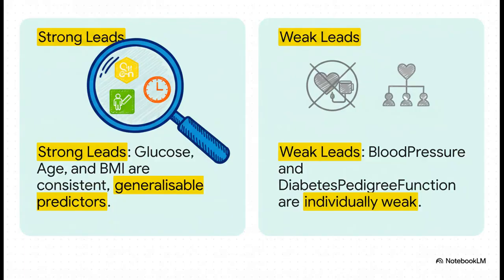So let's just break it all down. Our investigation is pointing to 3 really strong leads: glucose, age, and BMI. These are the clues we can count on. It's well known that higher age and BMI are risk factors that affect how our bodies handle sugar. On the flip side, things like blood pressure and that family history score, the diabetes pedigree function, turn out to be pretty weak leads, at least on their own, in this data set.